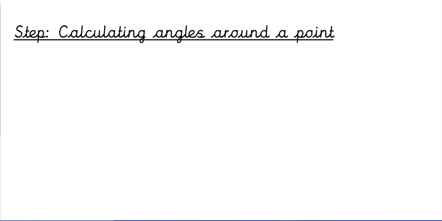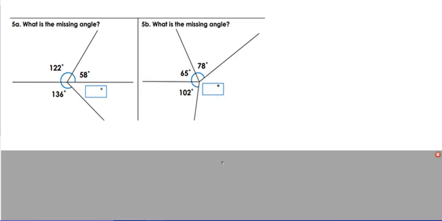Hello again, Year 6. So, we're going to continue with calculating angles around a point today, but we're going to look at the more reasoning and problem-solving style questions. So first of all, just to warm up, can you calculate the two missing angles here? So remember, angles around a point add up to 360 degrees. Pause the video and have a go.